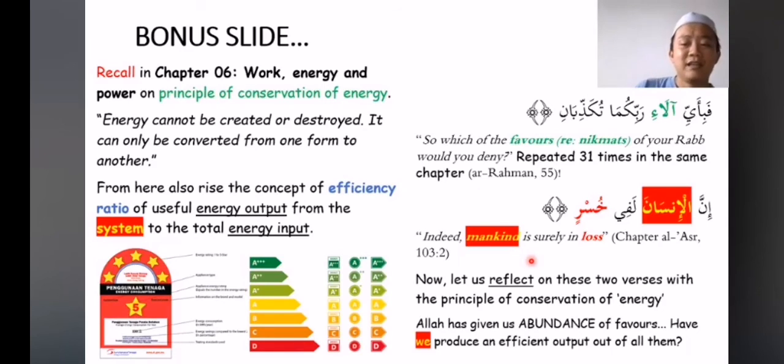We, mankind, insan, as a system, have to fix ourselves in order to ensure that our energy output is only useful. And we have to minimize. We cannot eliminate it straight away, but we can minimize the useless energy output that is unwanted by Allah subhanahu wa ta'ala. So the best way is to define what is the useful energy output that is desired by Allah subhanahu wa ta'ala.